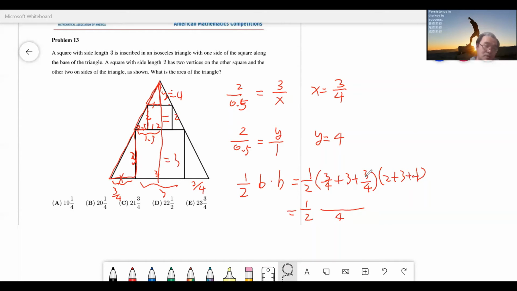So that's 3 plus 12 plus 3, that's equal to 18, right? Times this equals 9. So we can cancel. We got 81 over 4. Okay, so we can simplify this, giving us 20 and 1/4. Right, this number. So taking it all together, the answer is B.